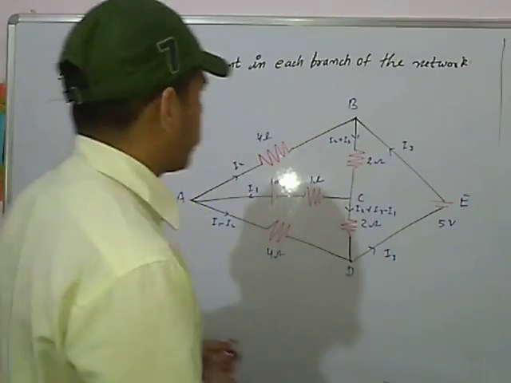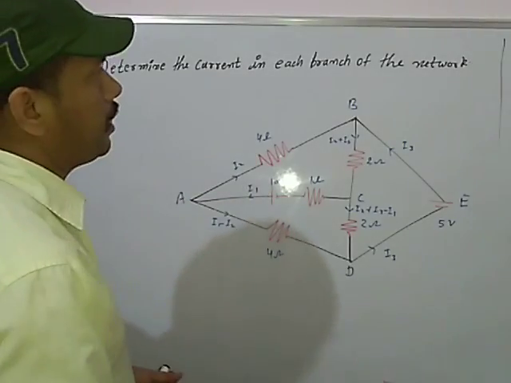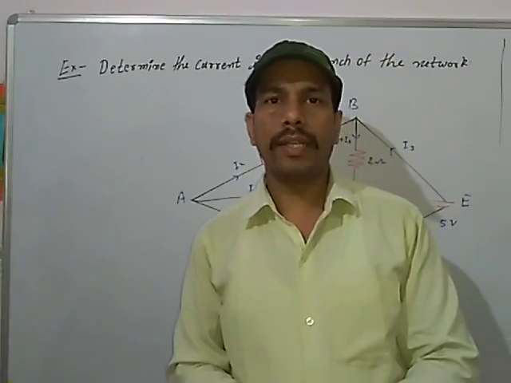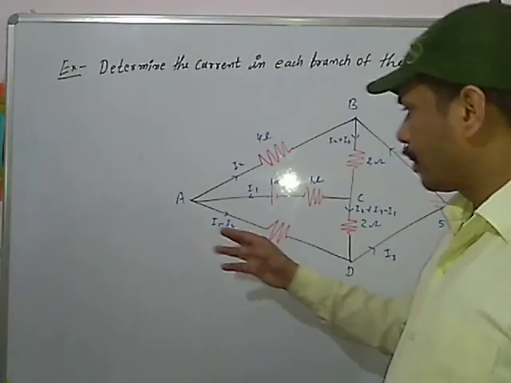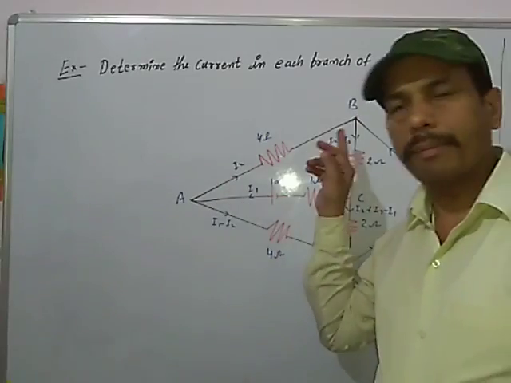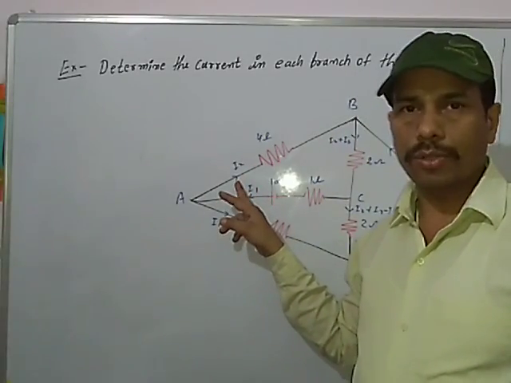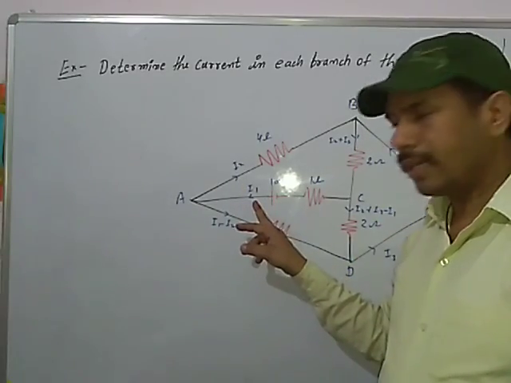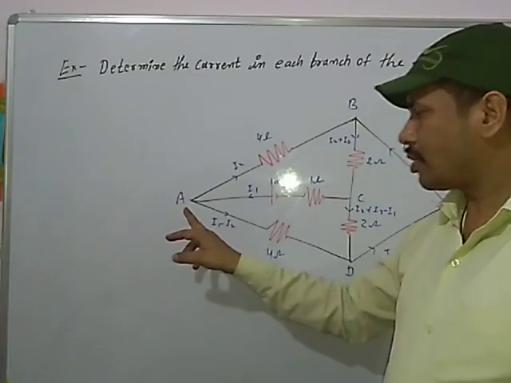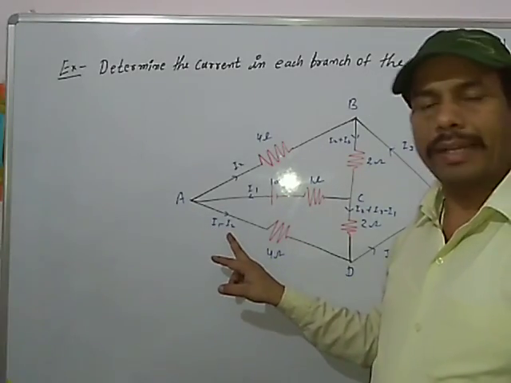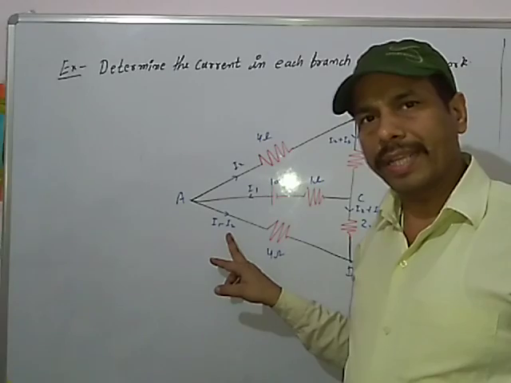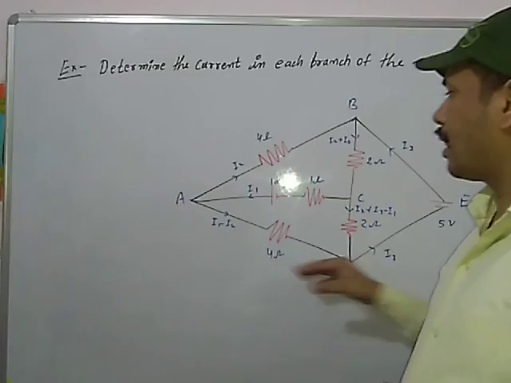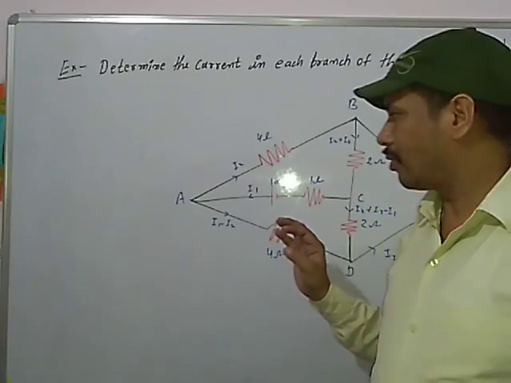Now taking an example, determine the current in each branch of the network. This is a given circuit in which we are going to obtain the current in each branch. For example, AB is a branch and I2 be the current. So we have to calculate the value of I2. AC is again a branch, I1 is the current. We are going to calculate the current in this branch. AD is again a branch in which I1 minus I2 be the current flowing in this branch. So we have to calculate the value of I1 minus I2. In this way, these all are the branches where we have to calculate the value of the current.